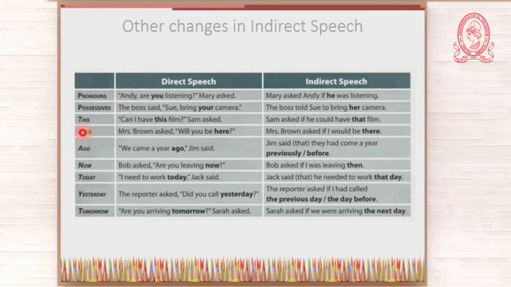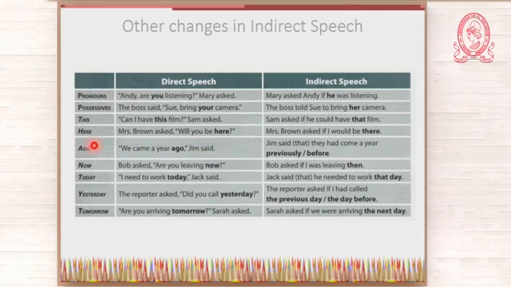Now, what happens when we have this? Can I have this film? Sam asked. That is direct speech. And then in the indirect speech, you have Sam asked if he could have that film. You see? From you, you change to he because you're talking about Andy. In this case, you have your camera, and then you say her camera because you're talking about Sue. If you have this film, then you change it to that film when you use indirect speech.